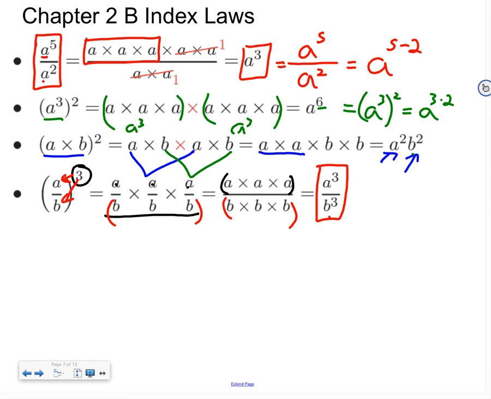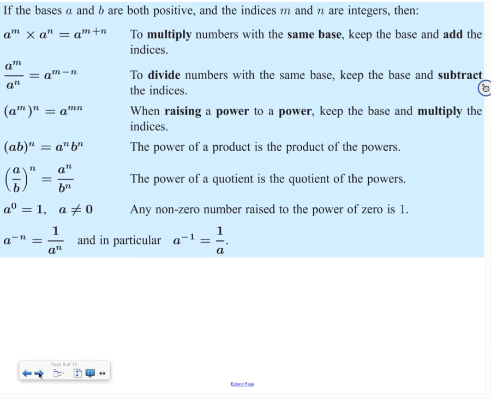So on this next slide, we have a bunch of rules that are going to be very important in this unit. Go ahead and pause the video at this point and record these down. Okay, now that you have them recorded, let's put some of them into practice.